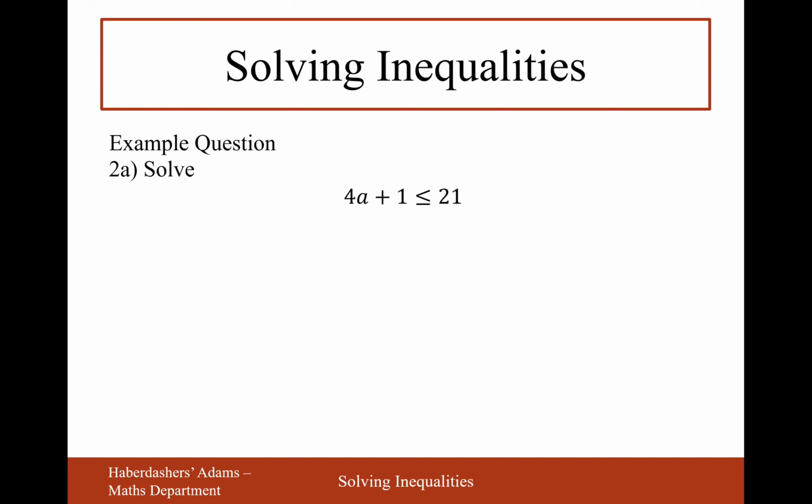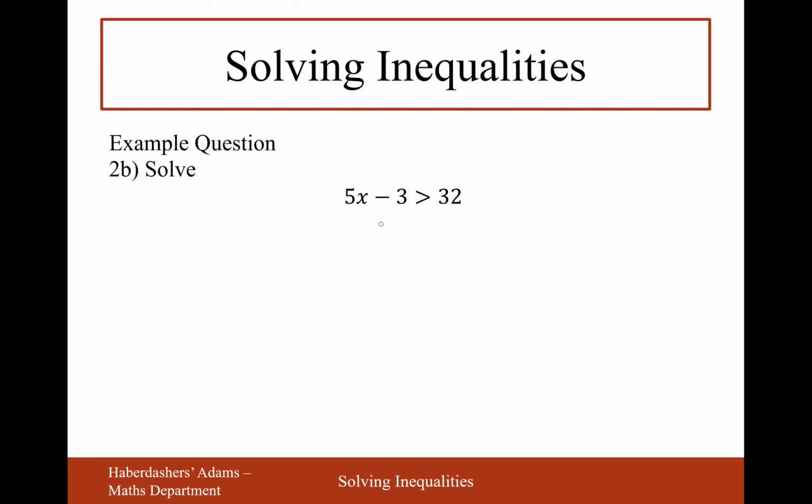So, what we need to do here is rearrange this inequality just like we would with an equation to work out what a is. In this first case, I think I will take away 1 from both sides. And that will leave me with 4a is less than or equal to 20. And then I think I'll divide both sides by 4. So a is a number less than or equal to 5. I've done exactly the same things as I would with an equation, only this time it's just a different symbol in the middle.